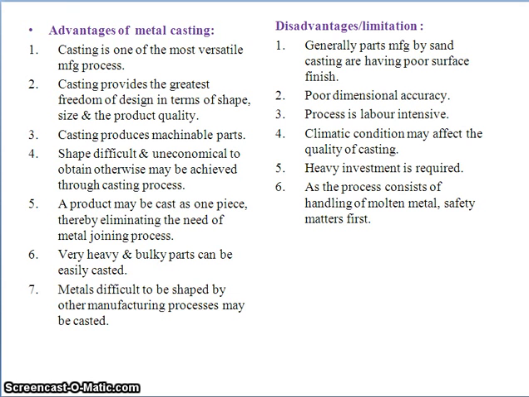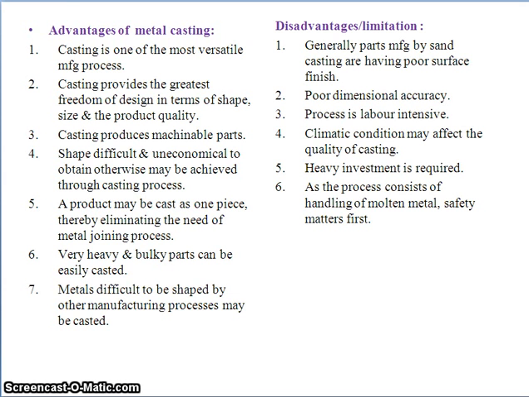Generally, parts manufactured by sand casting have a poor surface finish, because it is always seen that some sand is embedded in the final casting, which is required to be further removed by either grinding or surface finishing processes. The second limitation is the poor dimensional accuracy as compared to machining.